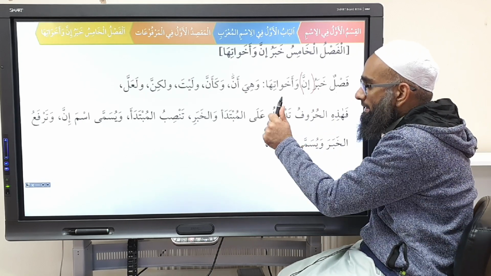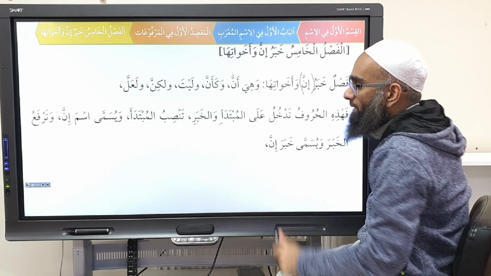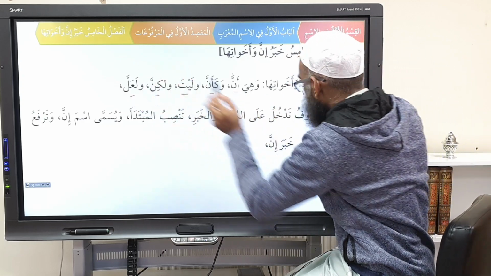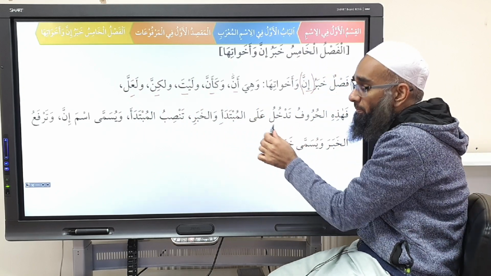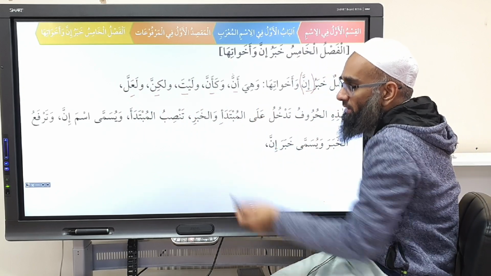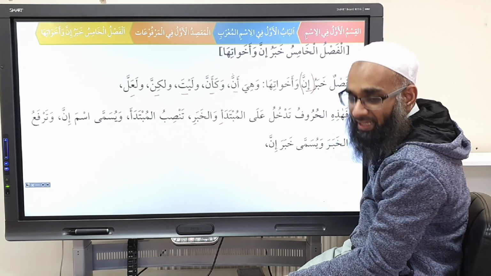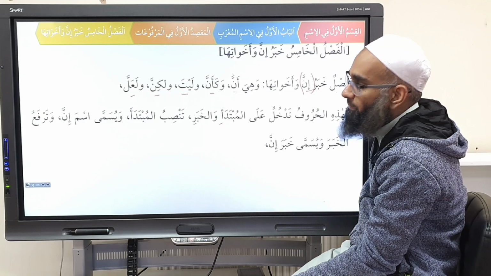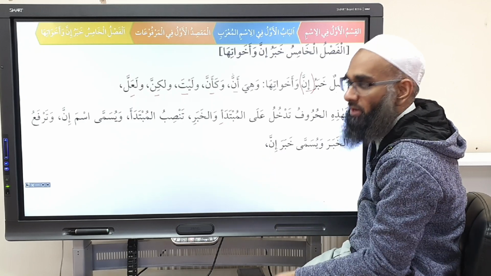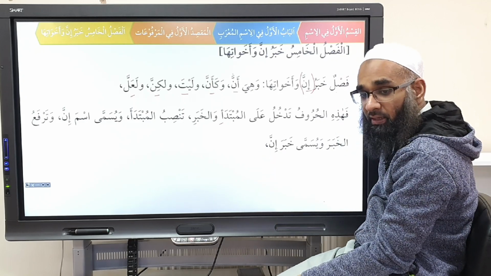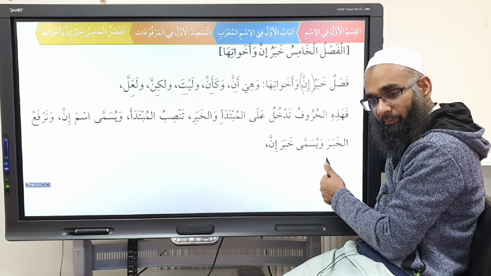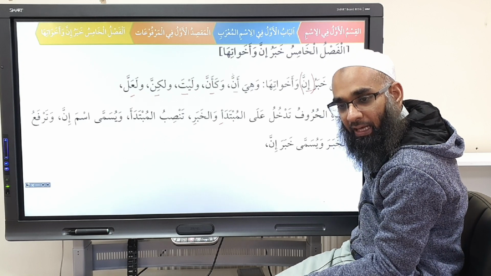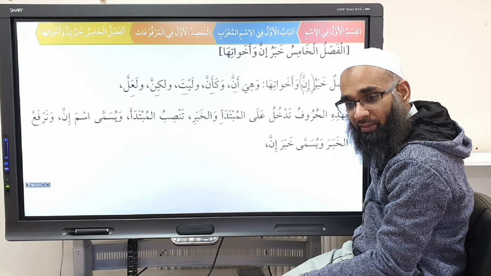فهذه الحروف تدخل على المبتدأ والخبر. These huruf, inna, anna, ka'anna, layta, lakinna, la'alla, these particles come before or enter upon the mubtada and the khabar. Tansibul mubtada'a, it makes the mubtada what? Mansoob. Wa yusamma isma inna, and the mubtada is then called the ism of inna. Wa tarfa'ul khabara, and these make the khabar what? Marfu. Wa yusamma khabara inna, and it's called the khabar of inna.